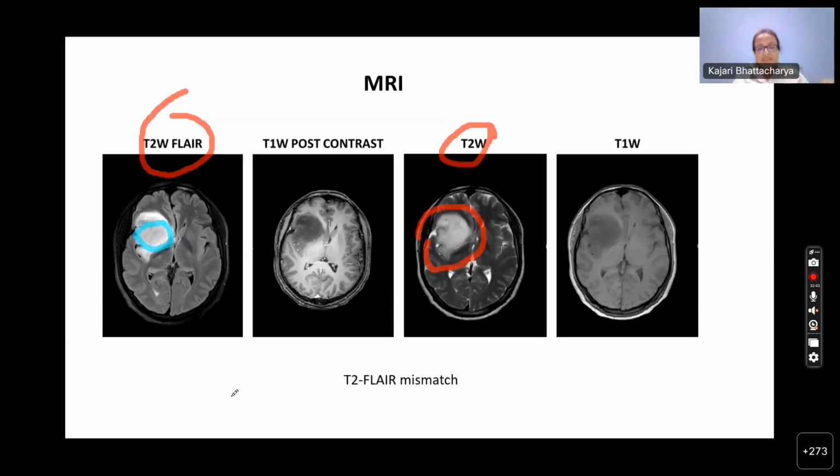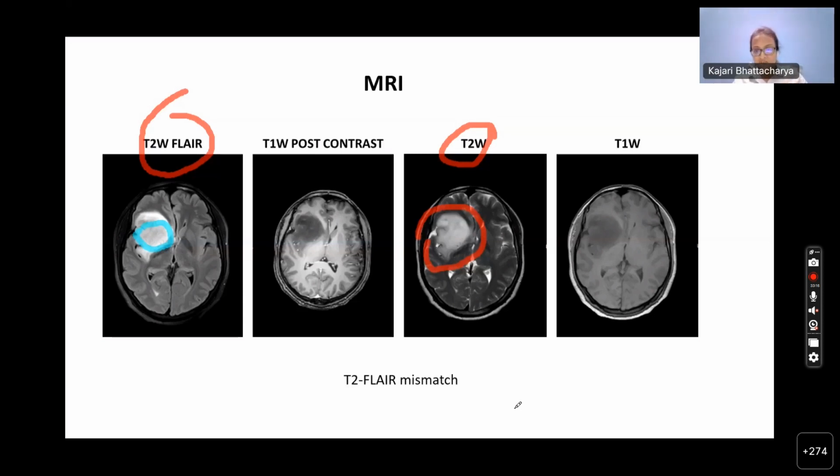So that means the fluid content of this tumor is a little high, and this is a very specific sign called the T2-FLAIR mismatch, which is seen in IDH mutant astrocytoma. Also, there is some grade of it. If it's more than 50%, it is considered 100% specific for IDH mutant astrocytoma. The sensitivity of this sign is low, around 40%. Other sequences include diffusion and SWI, but we don't have them.